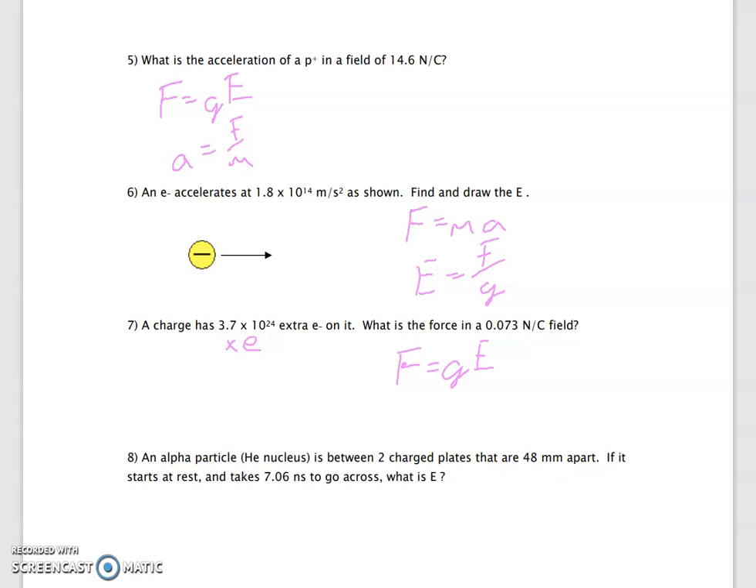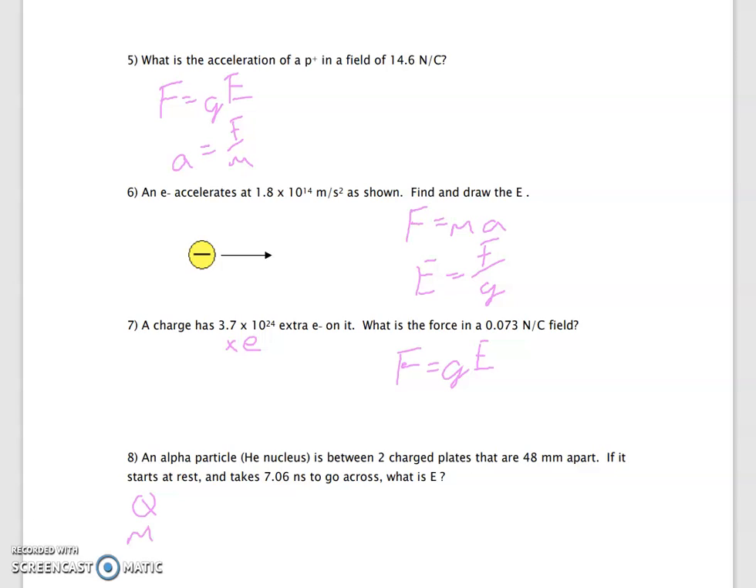And then number 8, you've got an alpha particle, so it's a helium nucleus. So you've got to find the charge and mass of the helium nucleus. We've done that type of thing before. It's between two plates that are 48 millimeters apart, starts at rest, and you've got the time to go across for the electric field. Okay, so a couple steps for this one. First of all, you've got to find the charge, you've got to find the mass. You'll need to find those for the nucleus.